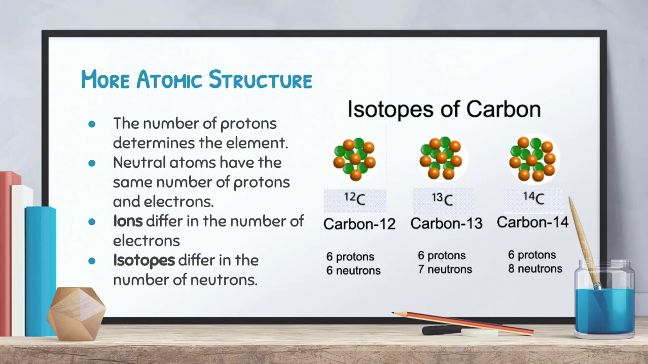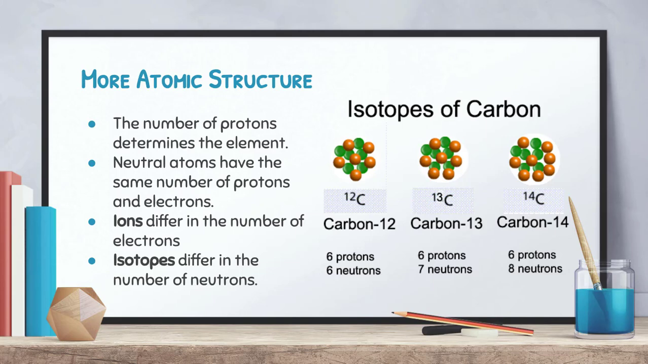Now, atoms that are considered neutral would have the same number of protons and electrons, and that makes sense because protons are positively charged and electrons are negative. So if an atom is neutral, it would have the same number of positive and negative charges. Now there's a new term here called an ion, and ions differ in the number of electrons. So for example, if we were a carbon atom that had 6 protons and 7 electrons, then it would be considered an ion because it has one more negative charge than positive charge.